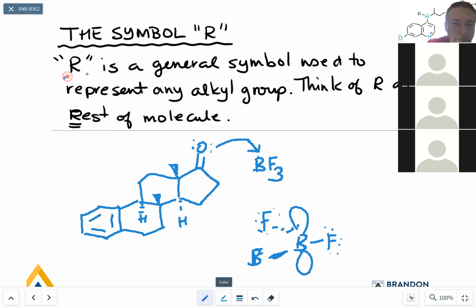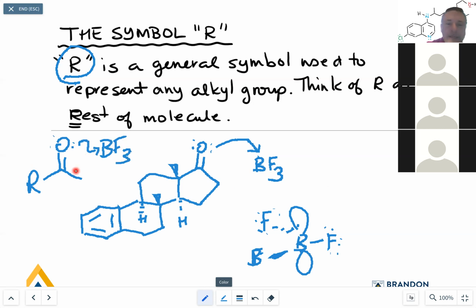So what this R group basically signifies is that it could just be the rest of the molecule. It's just a generic symbol that can be used to represent any alkyl group. So I could do this, for example, and do the same reaction with BF3, and I've basically saved myself a whole lot of time because I'm not drawing out the rest of this large structure. So R can represent any alkyl group.